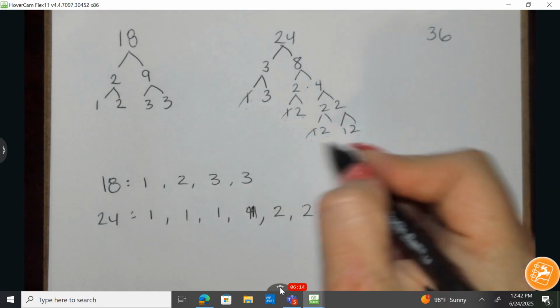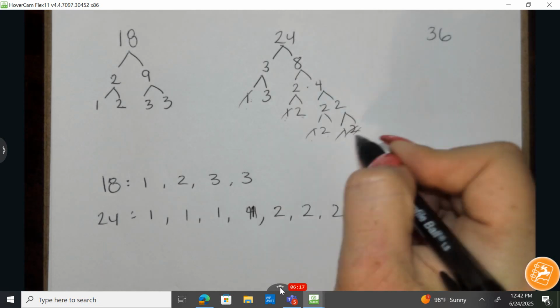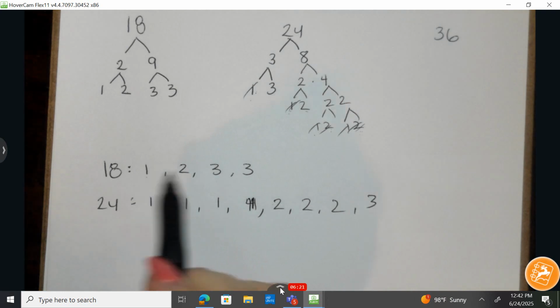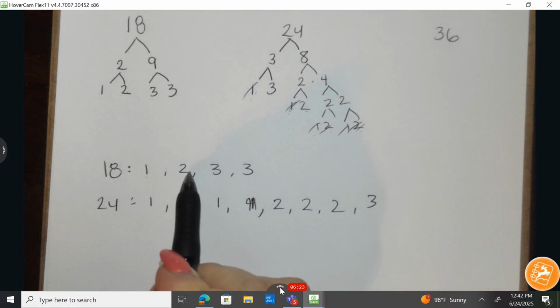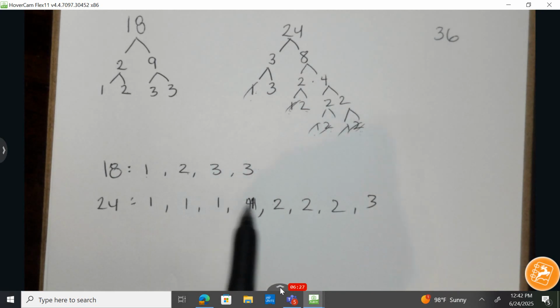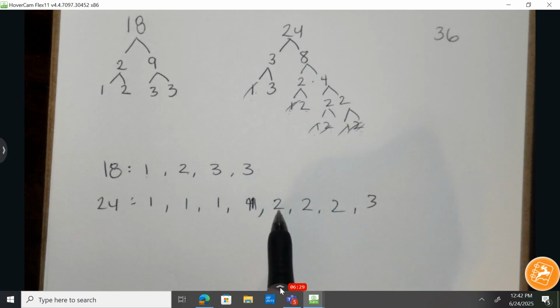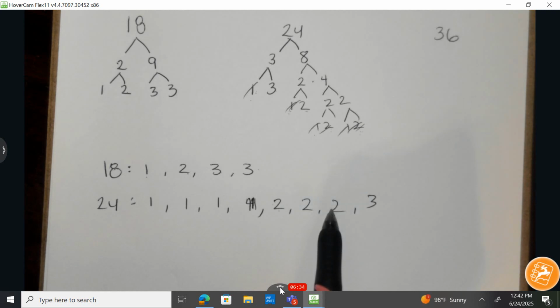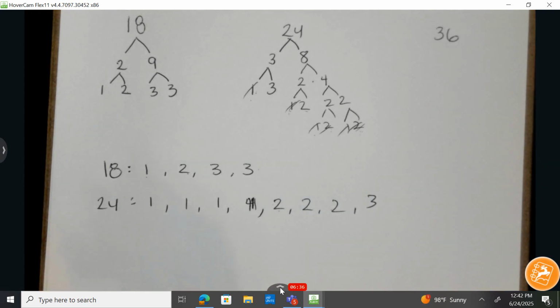So I've put down the 1s. I've put down the 2's, and now a 3. And I just want to make sure this is right. 1 times 2 is 2. 2 times 3 is 6. 6 times 3 is 18. 1 times 1 times 1 times 1 is 1. Times 2 is 2. Times 2 is 4. Times 2 is 8. Times 3 is 24.